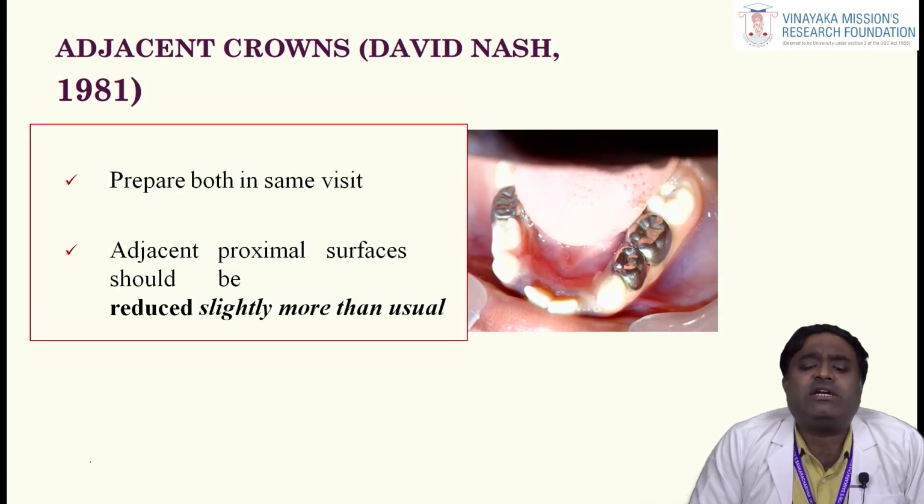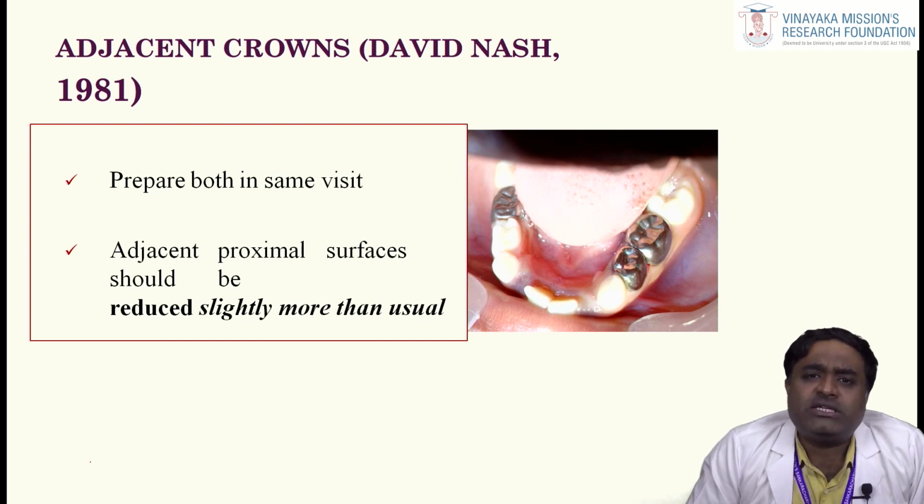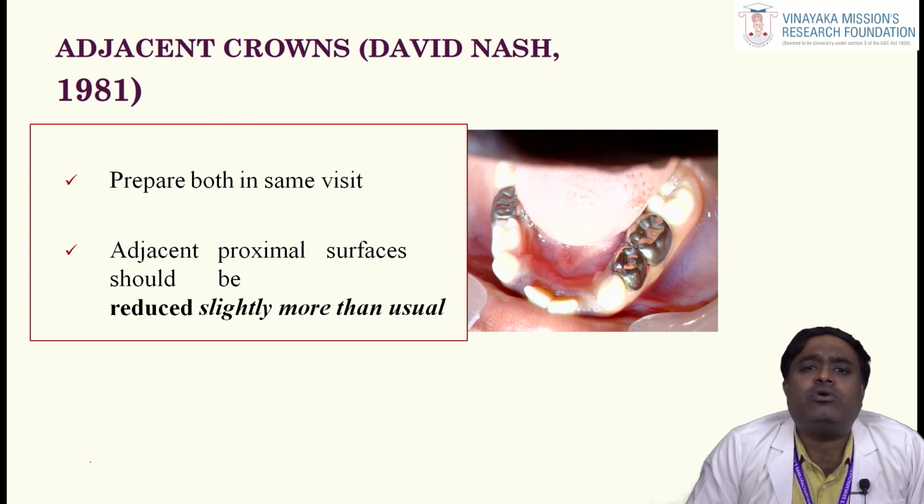So first is adjacent crowns. For adjacent crowns, we prepare both in the same visit. Adjacent proximal surfaces should be reduced slightly more than while preparing a single crown. Why? Because we have to fit two crowns, right? For that, we have to cut the excessive proximal side.